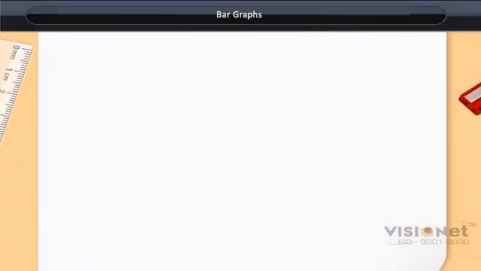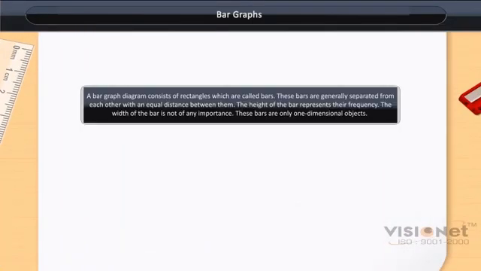Bar graphs. A bar graph diagram consists of rectangles which are called bars. These bars are generally separated from each other with an equal distance between them. The height of the bar represents their frequency. The width of the bar is not of any importance. These bars are only one-dimensional objects.